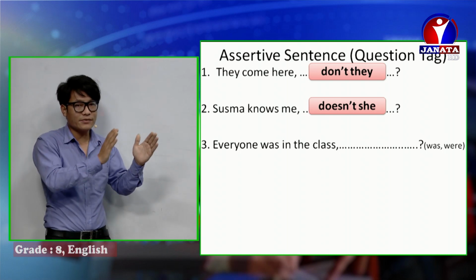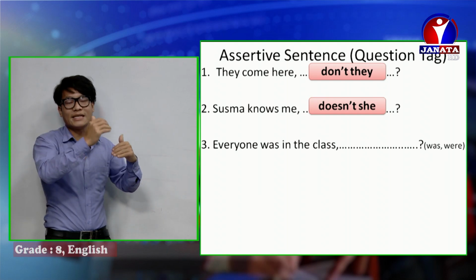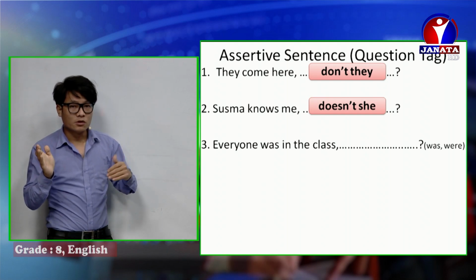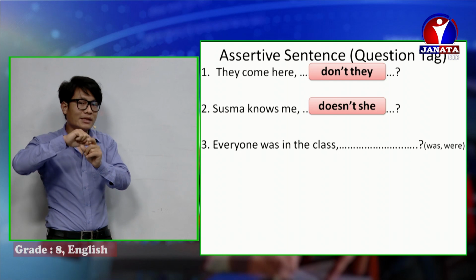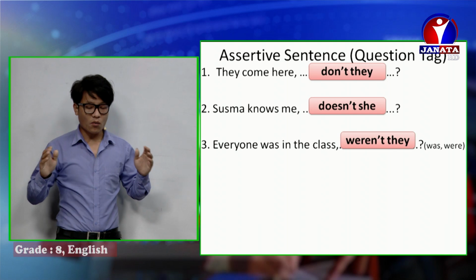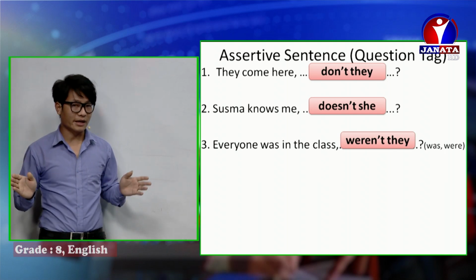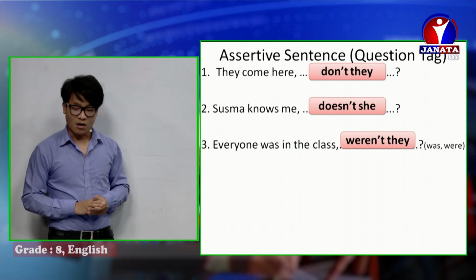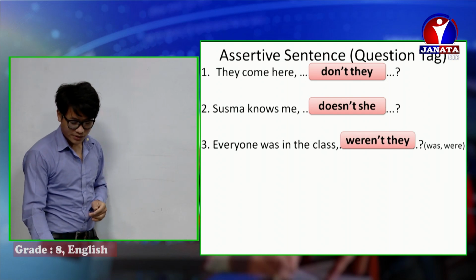This is a positive statement, so the question tag should be negative. So they take were. That's why it should be weren't they. Everyone was in the class, weren't they? So this is an assertive sentence question tag.